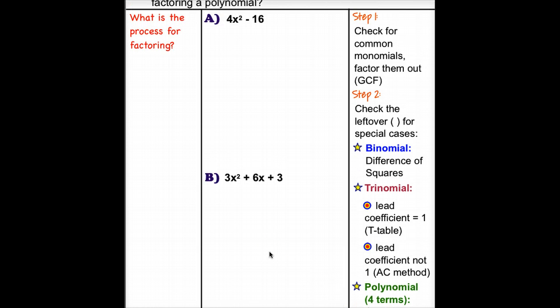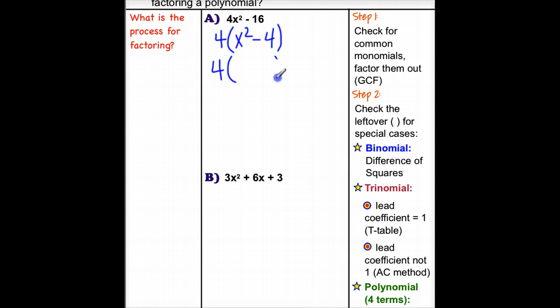So if we look at this first example here of 4x squared minus 16, some of you may want to jump right away to, oh, it's a difference of squares. However, before we get there, let's first look at it and say, well, I know that I can divide out a 4. And if I divide out 4, I'm left with x squared minus 4. Now I look at it and say, now I have a difference of squares.